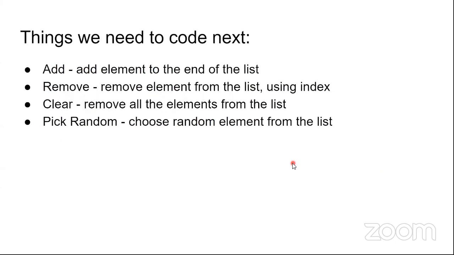So, things we need to code next. We want the functionality: we want to press the button and have it add the element to the end of the list. We want to remove elements from the list using an index. We also want to clear, which removes all elements from the list. We also want to pick random, which chooses a random element from the list.